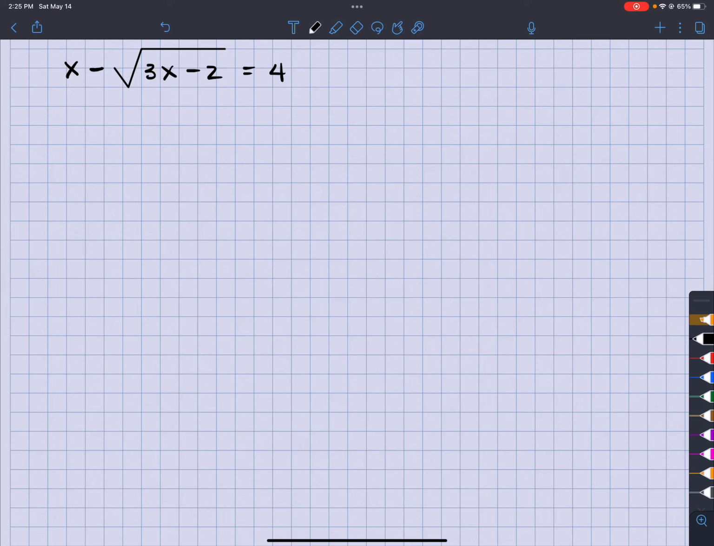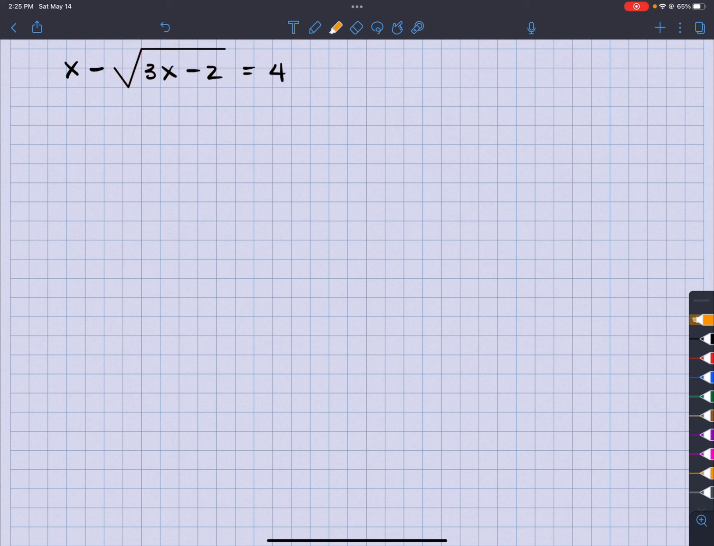All right, so here we are going to have a radical equation. And with a radical equation, our goal is to get this radical all by itself. Get rid of everything else that's around it. You want to get it all by itself. All right, so a couple of things we could do.